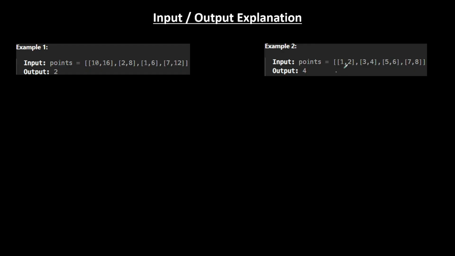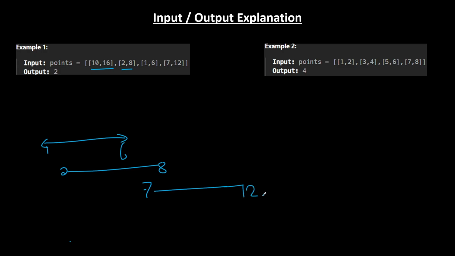Now let's understand the input output explanation. If I take this, and this, the ranges are 1 to 6, 2 to 8, 7 to 12, 10 to 16. Done. So these are the balloons. I have drawn these balloons' diameters here.